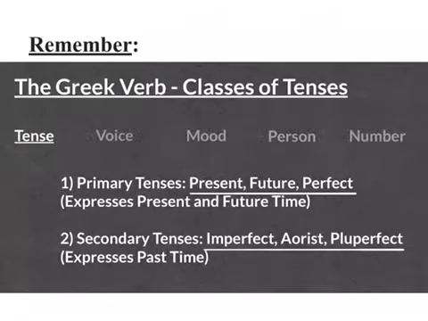So there's a couple things we have to remember. The first thing is the Greek verb has primary tenses and secondary tenses. Right now, you have learned the primary tenses, and today we're going to learn the secondary tenses. The primary tenses are the present, future, and perfect, and the secondary tenses are the imperfect, aorist, and pluperfect. The reason we're doing imperfect and aorist is because they're going to have the same endings at the end of the word, so it kind of helps out.